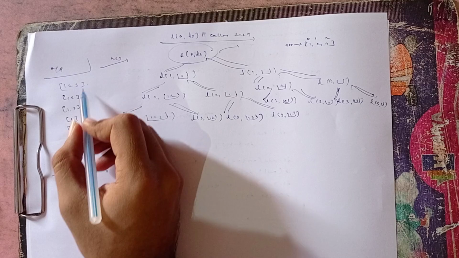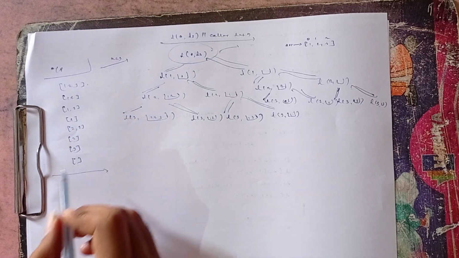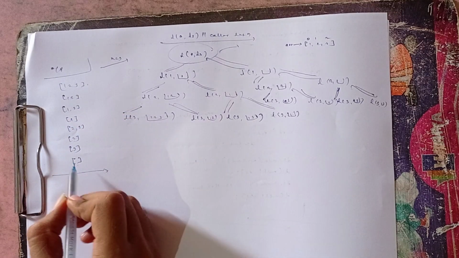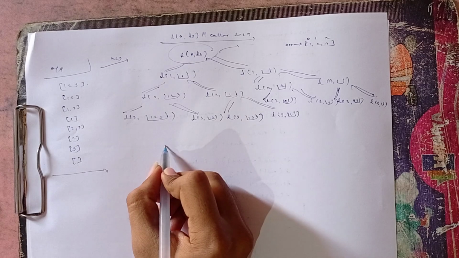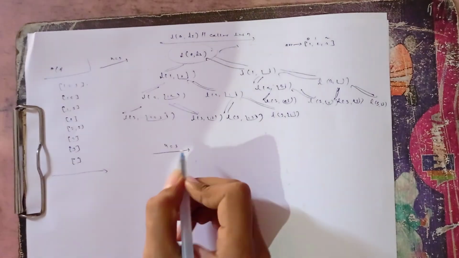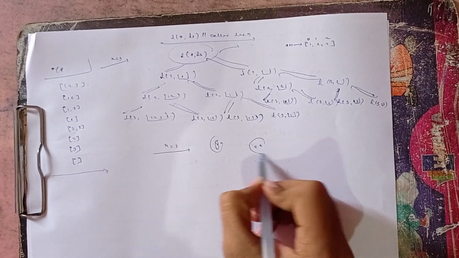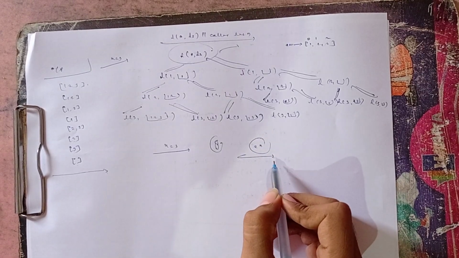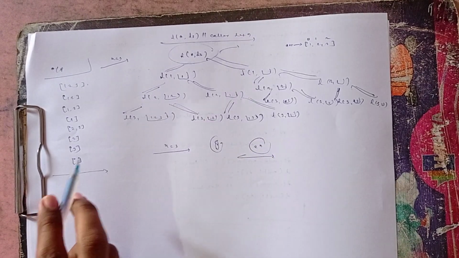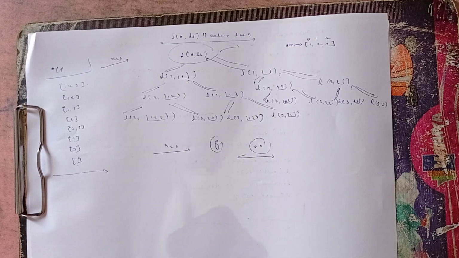So how many subsequences? 1 2 3 4 5 6 7 8. Exactly 8 subsequences, including this particular empty one. So for an array of size 3, you get 8 subsequences. That means 2 to the power n subsequences is what you will be getting. Okay, so that's the rule for forming the subsequences. I hope you understand this. If you understood, okay, thank you.